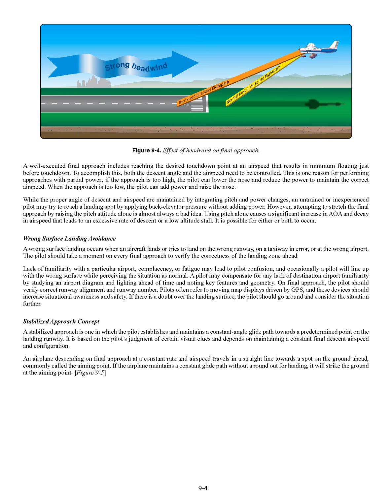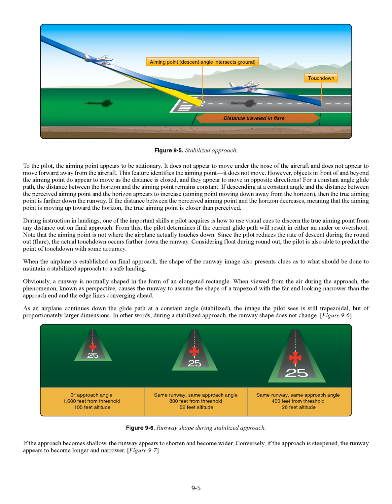and configuration. An airplane descending on final approach at a constant rate and airspeed travels in a straight line towards a spot on the ground ahead, commonly called the aiming point. If the airplane maintains a constant glide path without a roundout for landing, it will strike the ground at the aiming point. To the pilot, the aiming point appears to be stationary. It does not appear to move under the nose of the aircraft and does not appear to move forward away from the aircraft. This feature identifies the aiming point.